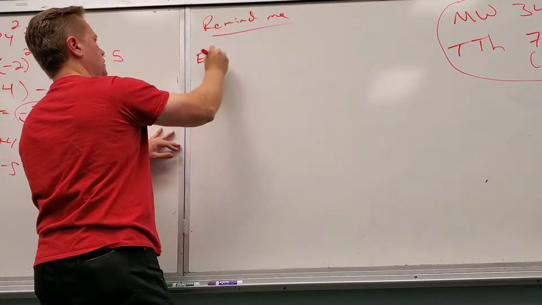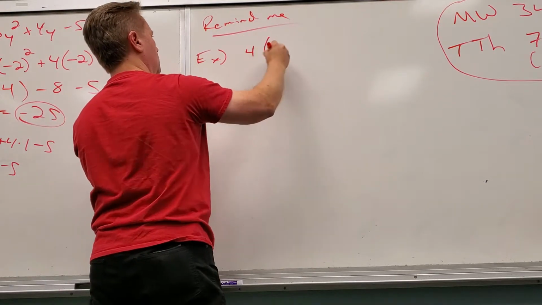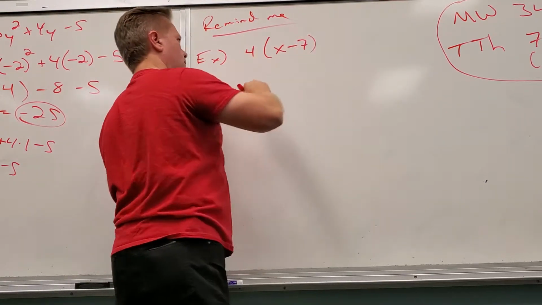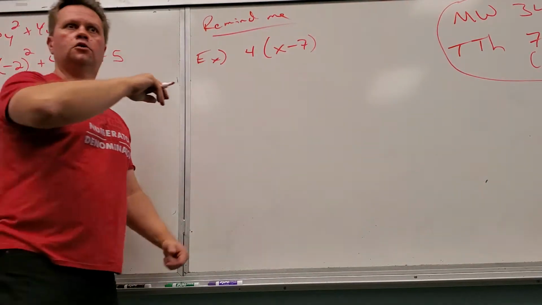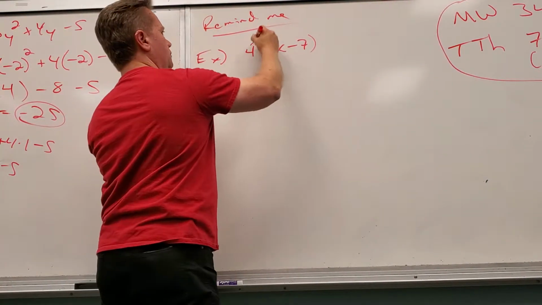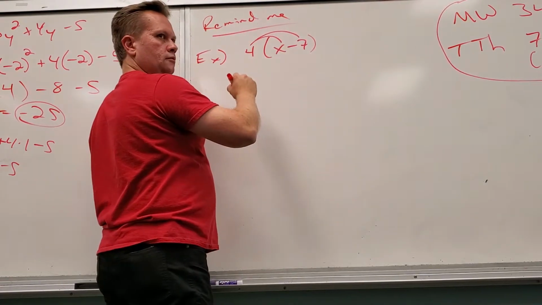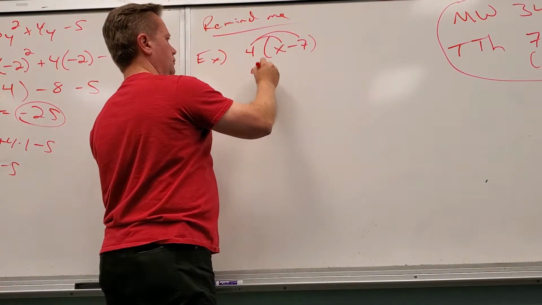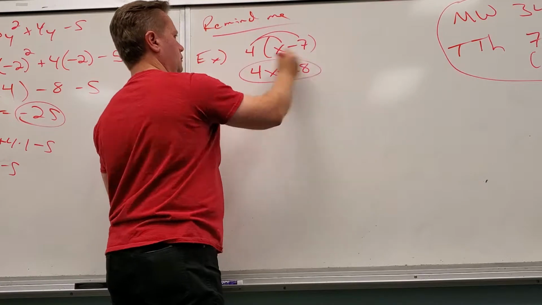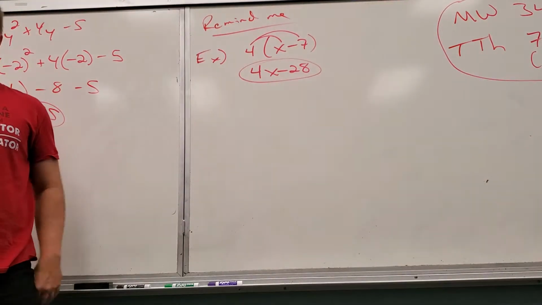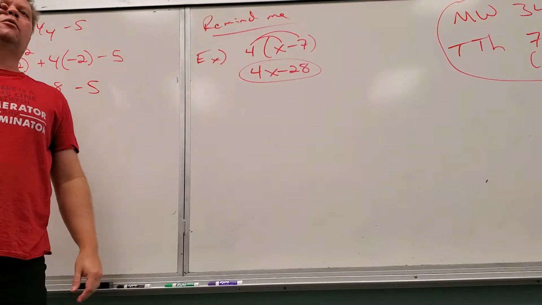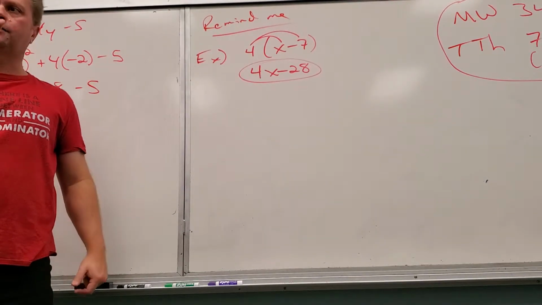Remind me, how do you do this? Yeah, you distribute it. 4x minus 28. Cool. And you guys, I showed you earlier in the semester why distribution works.